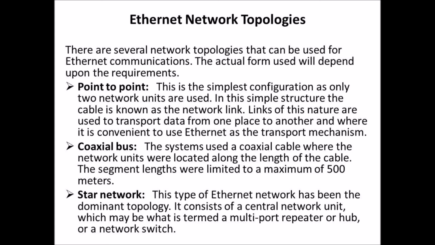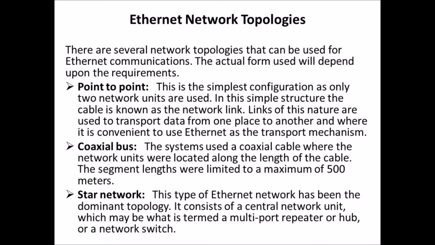Ethernet network topologies. There are several network topologies that can be used for Ethernet communications. The actual form used will depend upon the requirements. First one, point to point. This is the simplest configuration as only 2 network units are used. In this simple structure, the cable is known as the network link. Links of this nature are used to transport data from one place to another, and where it is convenient to use Ethernet as the transport mechanism.